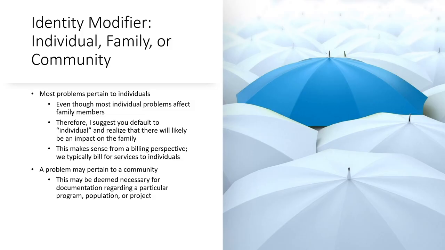A problem may also pertain to a community. This may be deemed necessary for documentation regarding a particular program, population, or project. The identity modifier is typically a non-essential data element, as you'll be able to trace the identity data to individuals and programs using demographic variables.